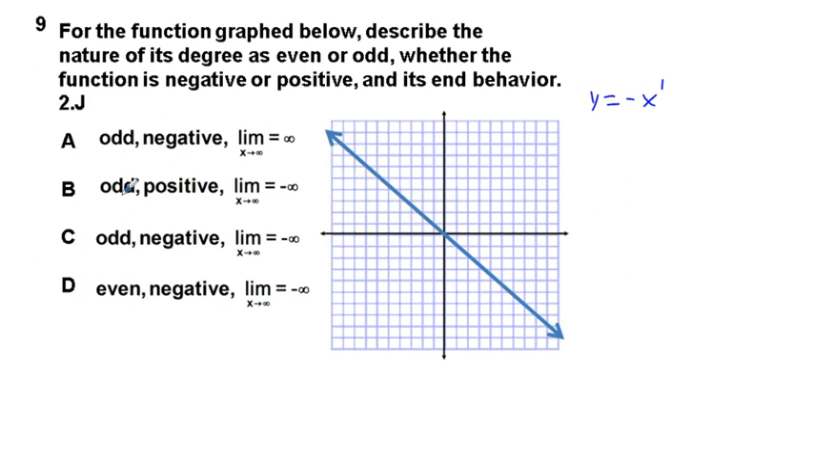So we're going down, so that thing's negative. So we have odd negative is what it is. And the limit as x approaches infinity, we're going down, is going to be negative infinity. So therefore C is going to be our correct answer for 9.